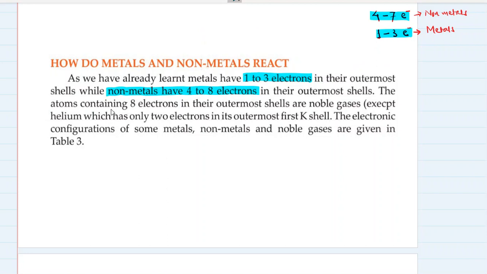So what about the atoms which contain 8 electrons in their outermost shell? Their outermost shell is said to be completely filled and they are known as noble gases, except helium, which is also a noble gas, but its outermost shell has only 2 electrons because it has just one shell. Still, it is a noble gas and its outermost shell, the first shell, is completely filled, so it does not react.